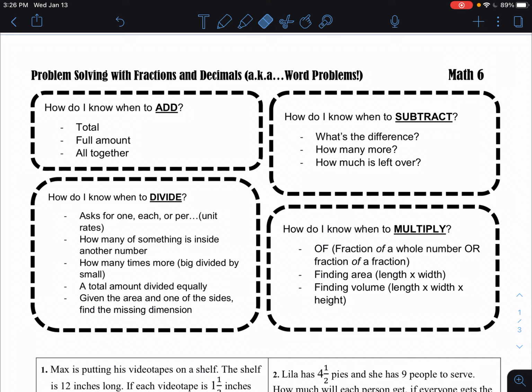We're going to go through how do I know when to add, subtract, multiply, or divide. And then we'll walk through some practice problems before you guys try some on your own. So how do you know when to add? You're going to add when you're asked to find the total.